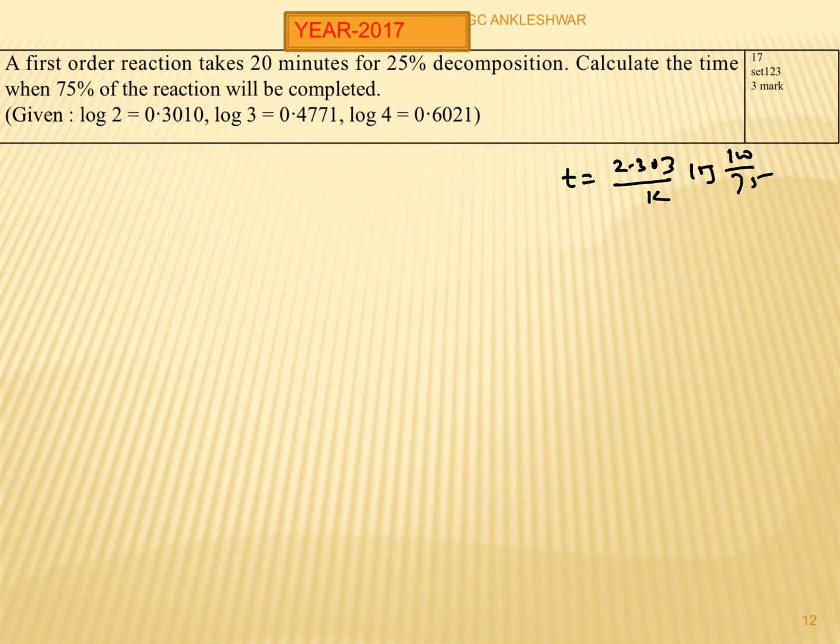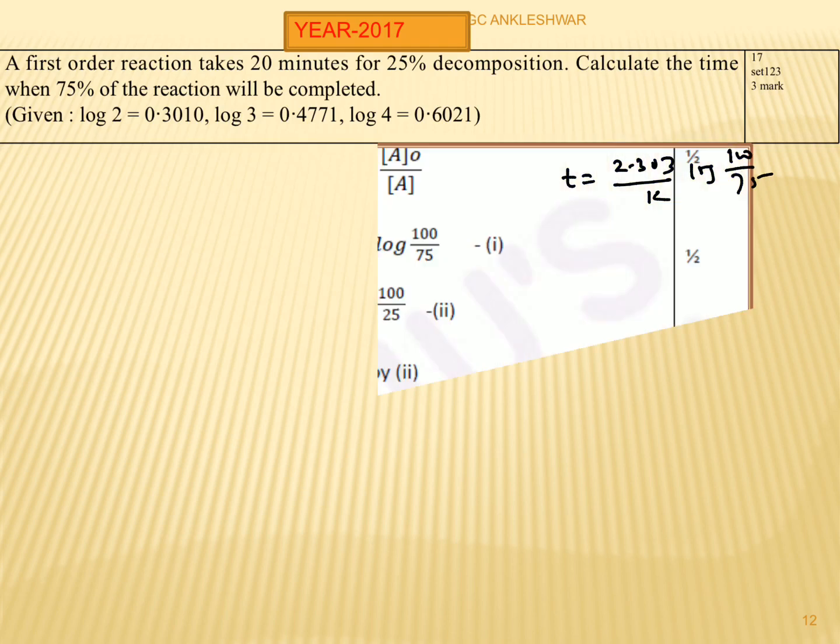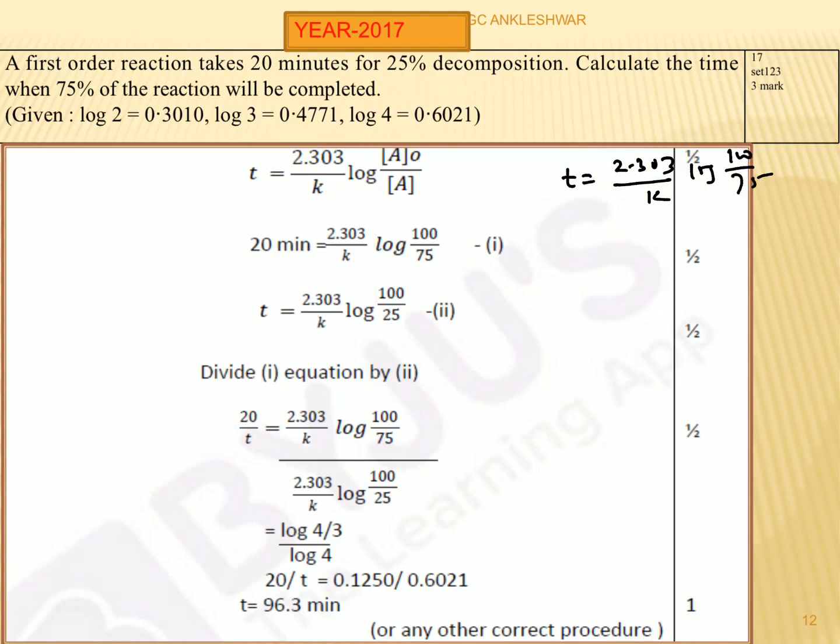When you calculate, you get the value of k. After calculating the value of k, what will you do? In the second part, you will solve and find the value of time. Or you can divide the first: you just create the two equations and divide the first and second part. Just see here how the solution takes place and what the marking scheme is.